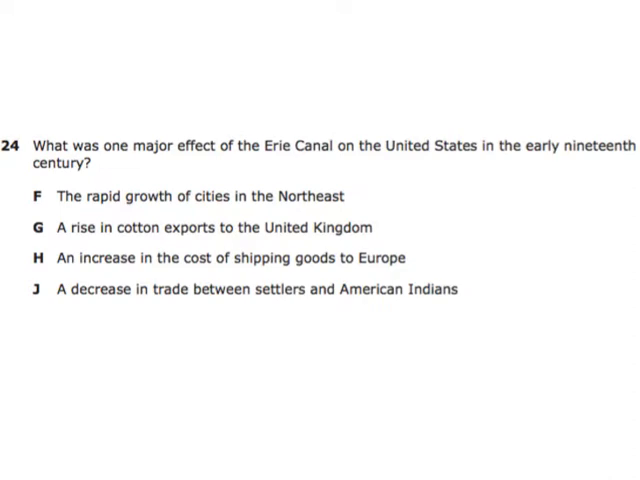What was one major effect of the Erie Canal on the United States in the early 19th century? The rapid growth of cities in the Northeast. The Erie Canal, remember, connected the Midwest to the Northeast, and so it helped produce more transportation and more products and more goods, creating more jobs and more market economy in the Northeast.